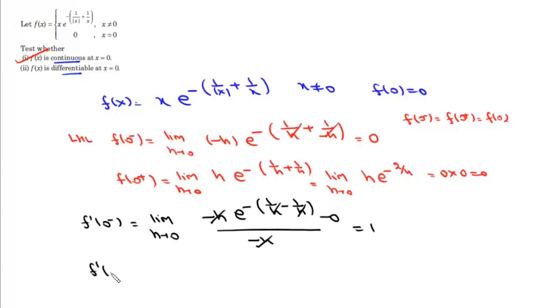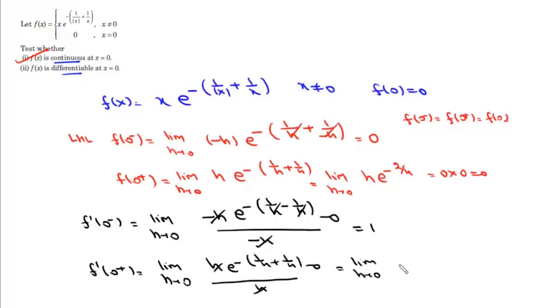Now we find its right hand derivative. It will be this limit as h tends to 0. Now this is h e to the power minus 1 upon h plus 1 upon h, minus 0, upon h. Now this h and h will cancel and this is the limit as h tends to 0 of e to the power minus 2 upon h, which is e to the power minus infinity, and e to the power minus infinity is 0. Now in this case, left hand derivative is not equal to right hand derivative and therefore this function is not differentiable at x equal to 0. So it is continuous but not differentiable at x equals 0.